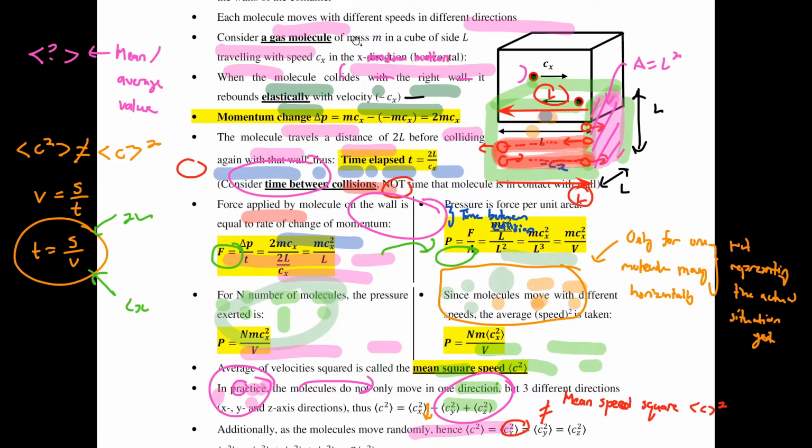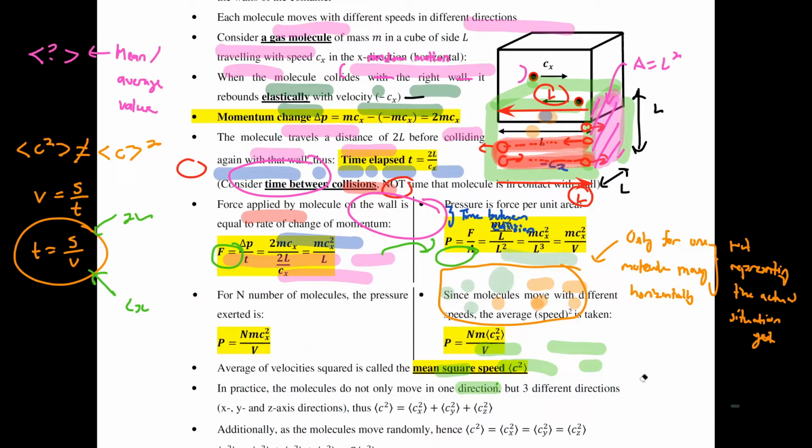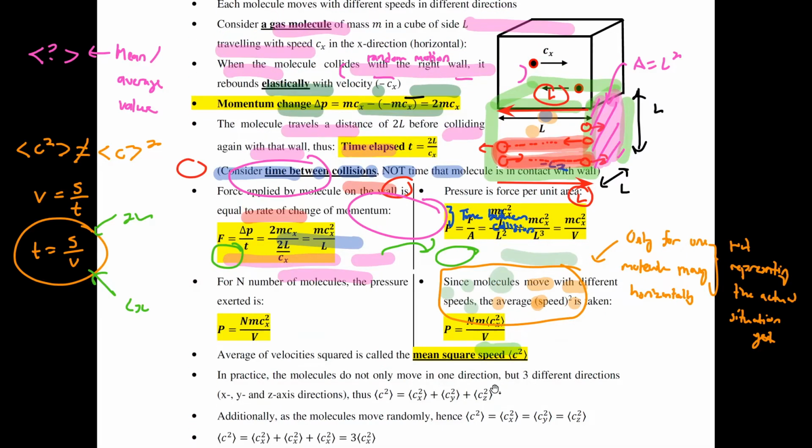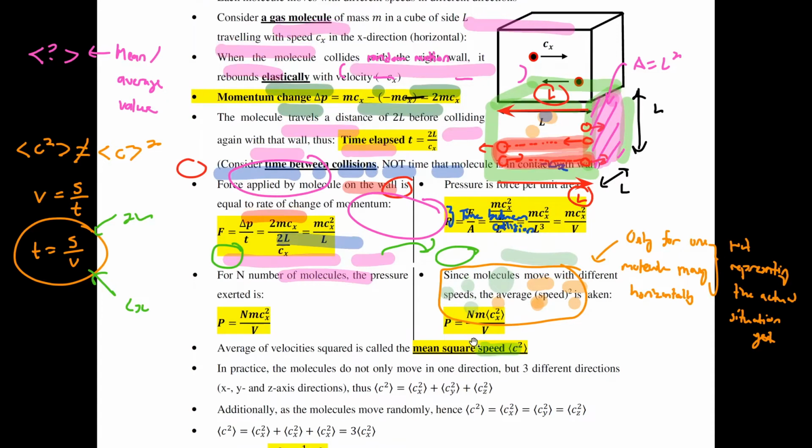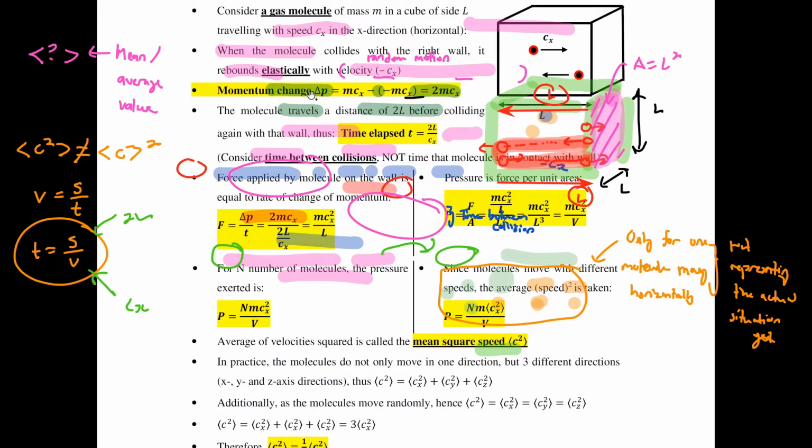Now back to the derivation. The improvements that you've made so far already took into account that you have many molecules and that the speed of the molecules can vary, so that you are actually using the average value. But now you need to take into account the molecules that are moving in the other directions as well. All this while you only considered the molecules moving in the x direction. In practice, your molecules don't only move in one direction, but in three different directions: the x, y, and z axis directions.